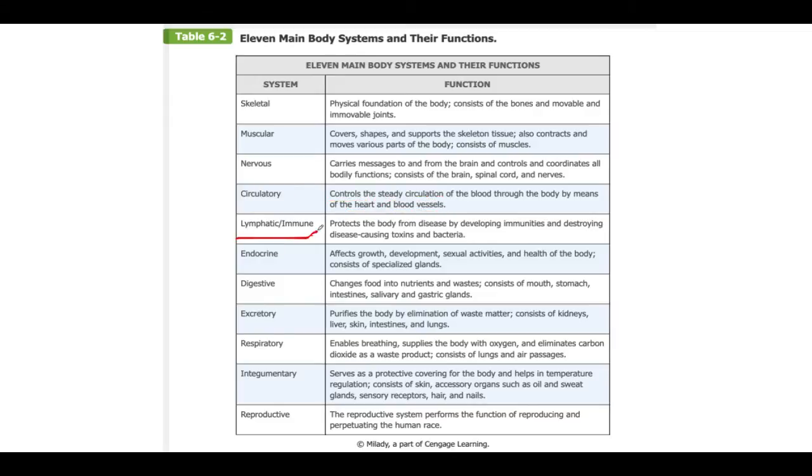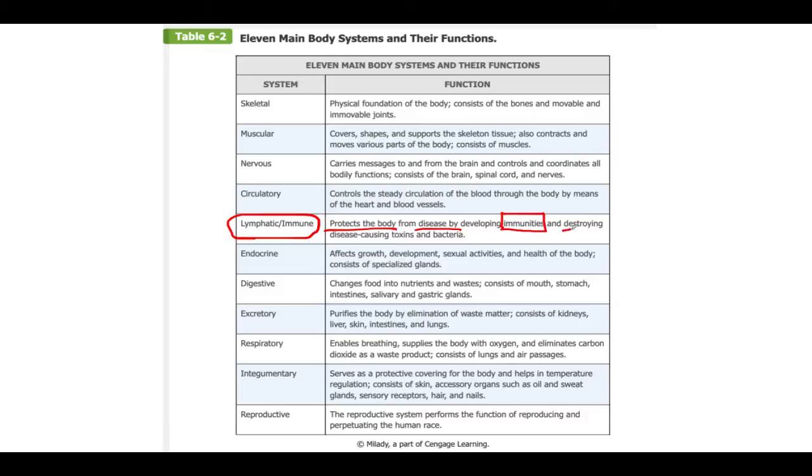Then we look at the lymphatic or immune system. It protects the body, so our defense system protects the body from disease by developing immunities, and that is recognizing foreign objects and sensing that there's something that is not correct, and then addressing it: holding down that invader in our body, locking it down, and controlling and managing its spread so it doesn't spread very rapidly through the body.